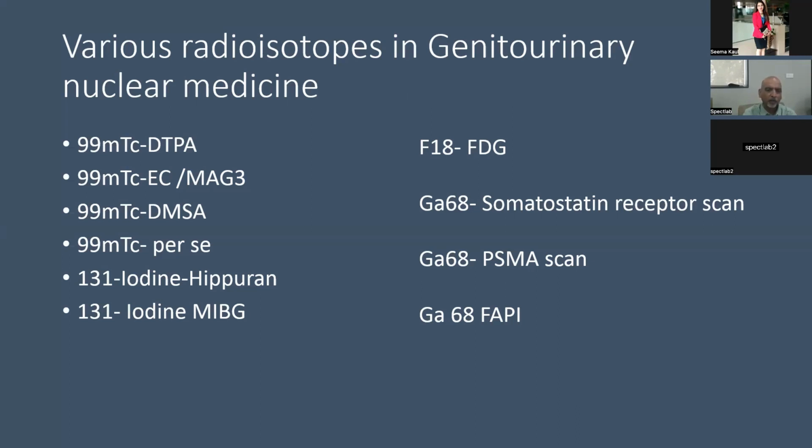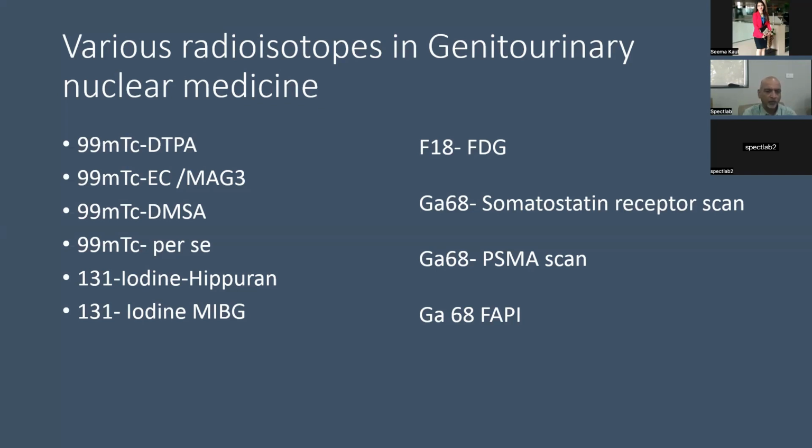EC and MAG3 are both tubular dynamic agents that bypass the glomeruli. So in a patient who has elevated creatinine because of glomerulopathy, if you want to document obstruction, then perhaps we should choose EC or MAG3 over DTPA, because both of these compounds bypass the glomeruli.